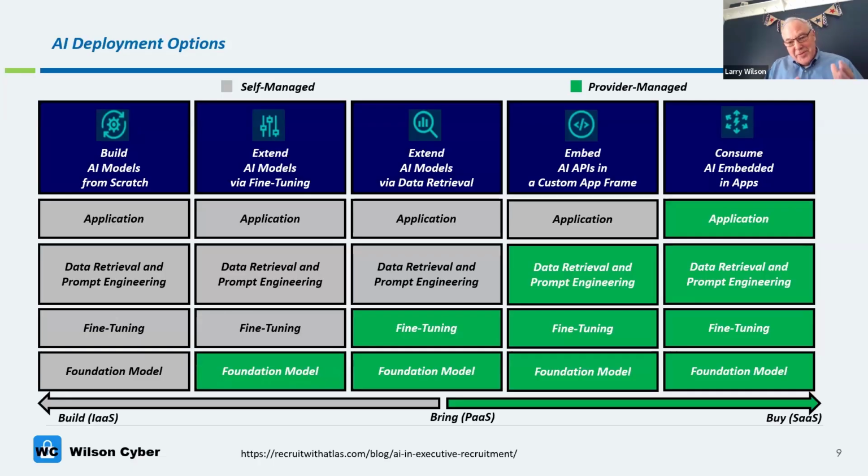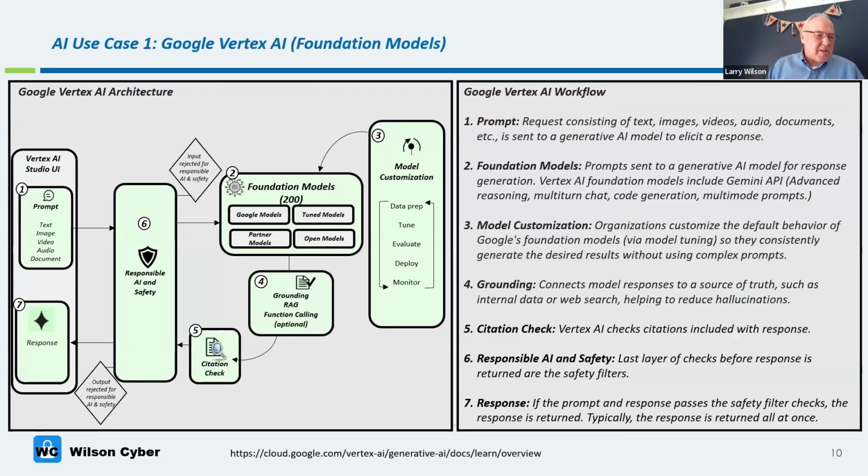Or we could customize an application where the foundation model, the fine tuning, and the data retrieval are done by the provider, and we just customize that application. Or we could go software as a service. We could buy a model. We could consume an AI embedded in an application. So we have those different options for AI deployment. So let's talk about some use cases.